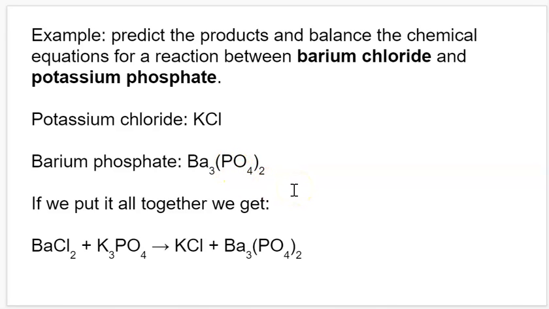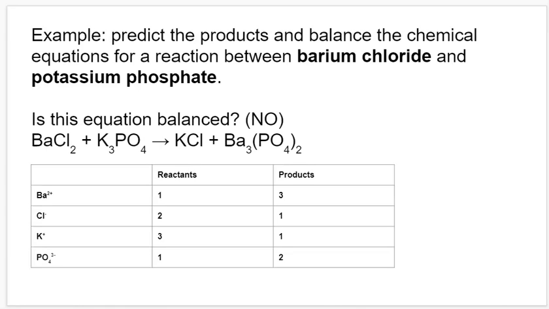Ba3(PO4)2. Now we can put it all together since we know the identities of our products. So we have BaCl2 plus K3PO4 yielding KCl and Ba3(PO4)2. Now we have a chemical equation here, but in order for it to obey the conservation of mass, we need to make sure that it is a balanced chemical equation. So is this balanced?